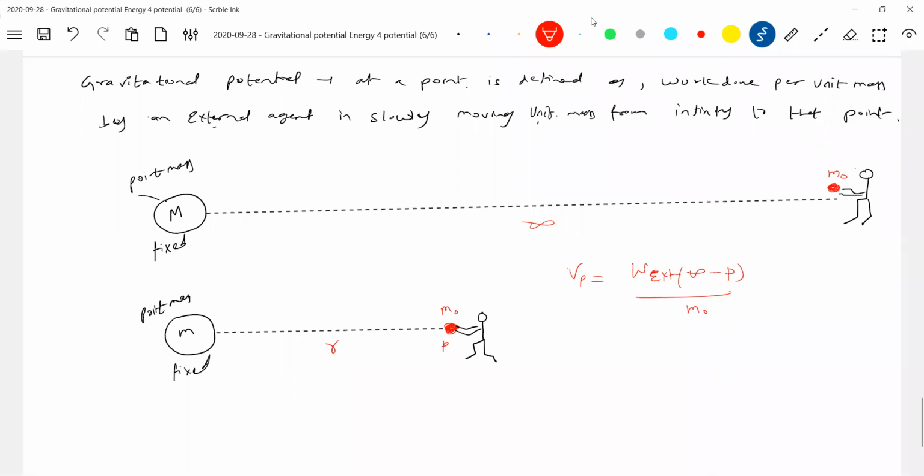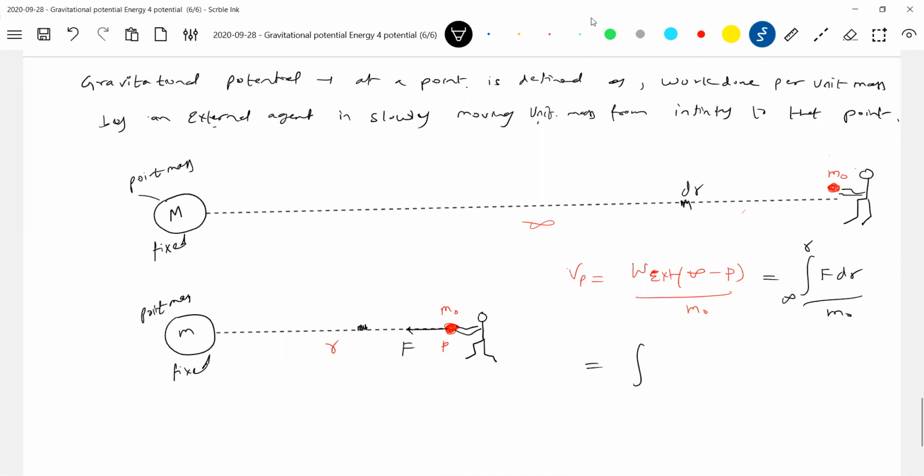Unit mass or unit test mass, anything you can put. So what is work done? So what is the force that is acting? When it is moving, I think some attractive force is acting, no? Here. And it will undergo a displacement dr. So what is the work done? This should be equal to F into dr, from infinity to r.